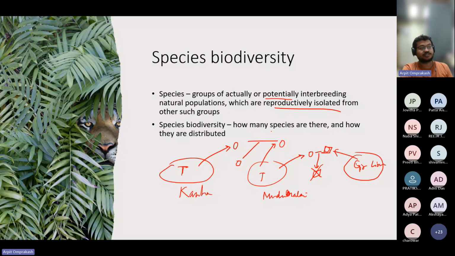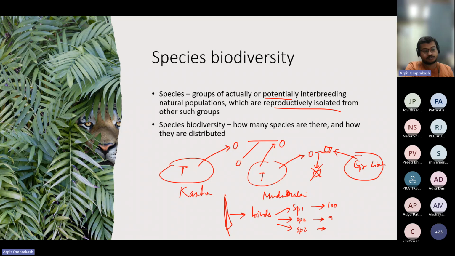Species diversity asks two questions: how many species are there in a given area and how are they distributed? For example, the Western Ghats might have a lot of different species of birds, right? Let's say you see at least 3 species of birds. That is how many species there are. And how are they distributed basically means how many of species 1 are found, how many of species 2 are found, and how many of species 3 are found in the given area. That is basically species biodiversity.